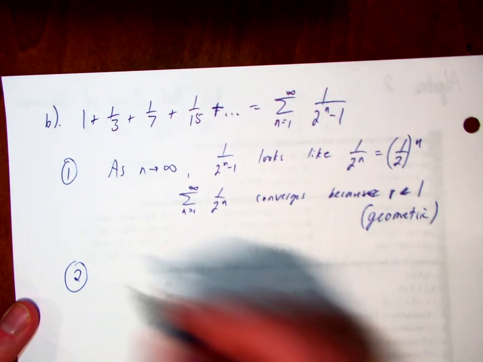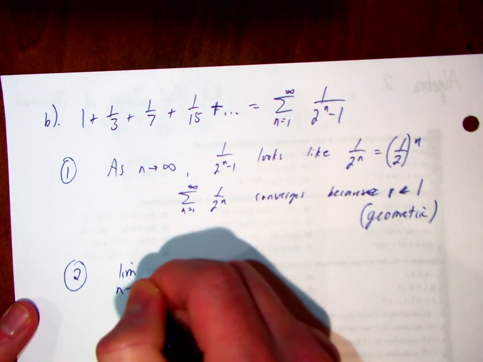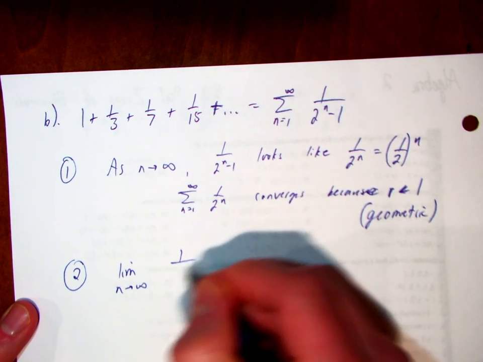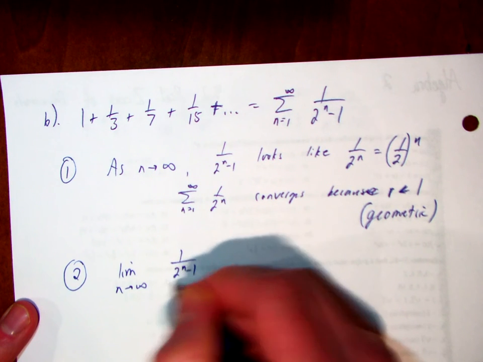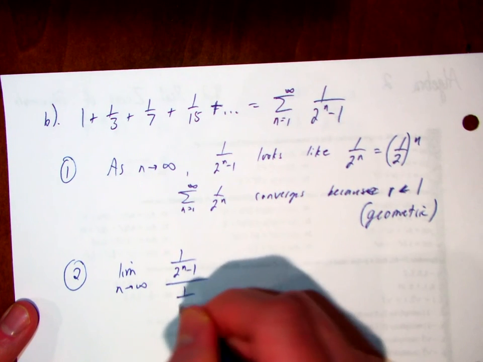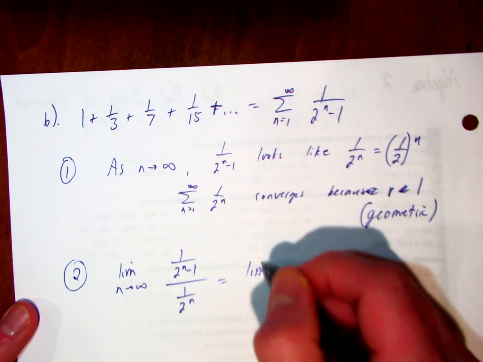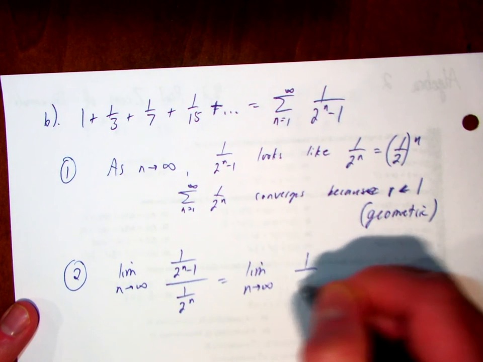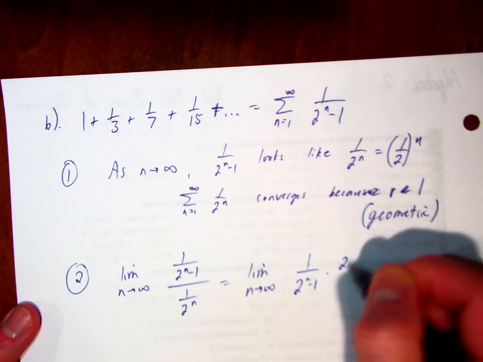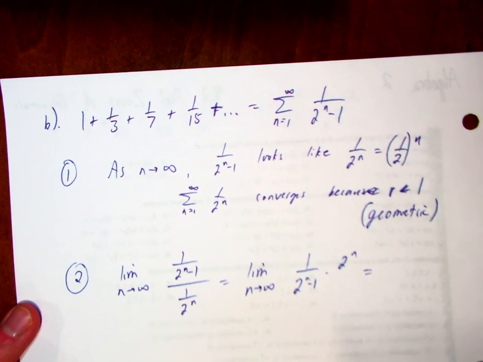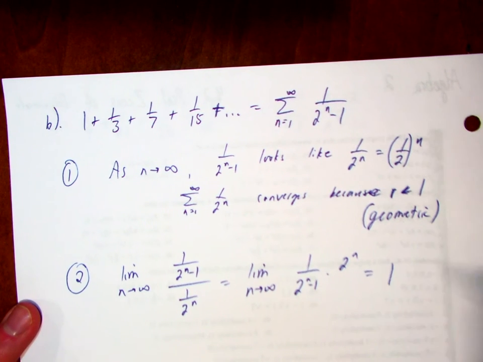Now I'm going to do my limit comparison test. I'm going to take the limit as n approaches infinity of 1 over 2 to the n minus 1 over 1 over 2 to the n. Well, we write it as multiplying by the reciprocal, so 1 over 2 to the n minus 1 times 2 to the n. What's going to happen as n goes to infinity? The minus 1 doesn't matter. 2 to the n over 2 to the n approaches 1.